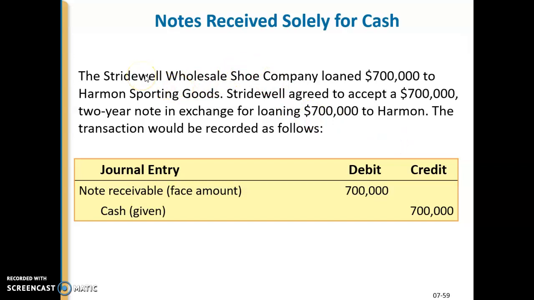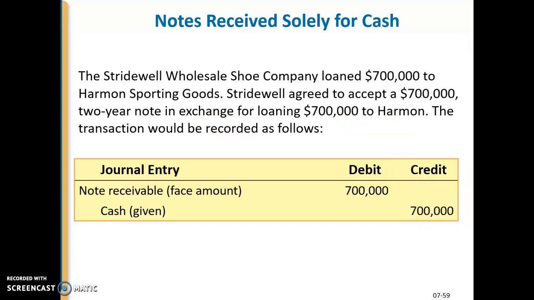If a note with an unrealistic interest rate, even a non-interest-bearing note, is received solely in exchange for cash, in other words, this is not a sales transaction. Someone needed to borrow $700,000 and Stridewell Wholesale Company loaned them $700,000. Then the cash paid to the issuer is considered to be the note's present value, even if this means recording interest at a ridiculously low or zero rate. The amount of cash exchanged is the basis for valuing the note: $700,000.